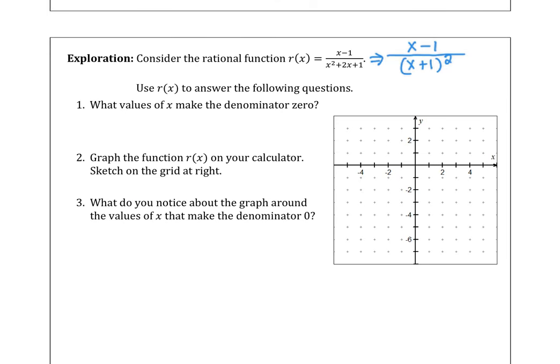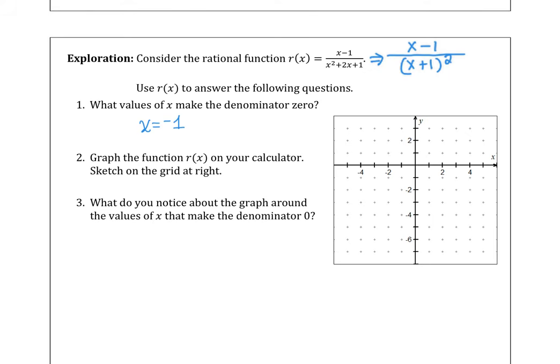In the exploration, I factored the numerator and denominator and used my graphing calculator to graph the function in the grid. We want to know what values of x make the denominator 0. That's -1. So that's going to be our vertical asymptote. And I graphed with the calculator and sketched it on the grid.